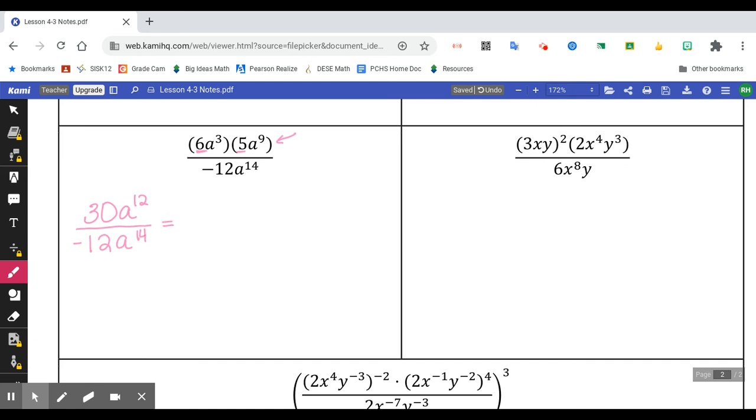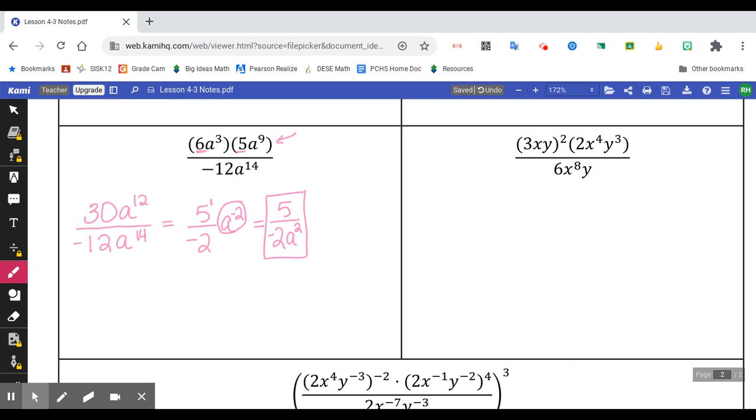Okay. I can't really divide 30 by negative 12, but I can simplify. And 6 goes into both of them, so I would have 5 over negative 2. Subtract my a's, so 12 minus 14 gives me a to the negative 2. Okay, this has a positive exponent of 1, but this guy is negative, so it has to drop. So 5 is going to stay on top, negative 2 is on the bottom already, and a squared is going to drop down there with it. Okay, negative exponents drop to the bottom and become a positive.